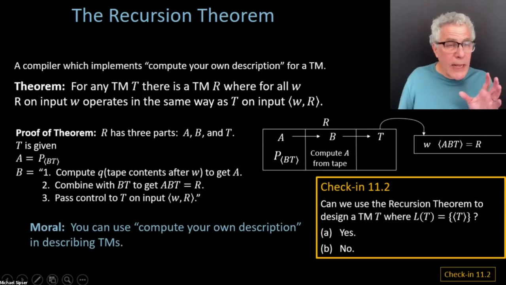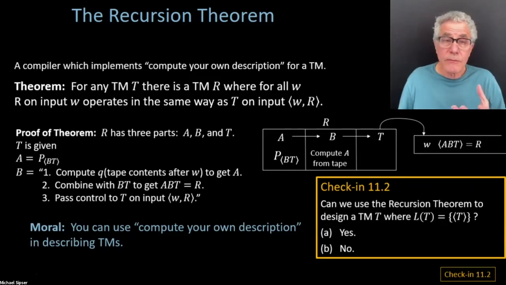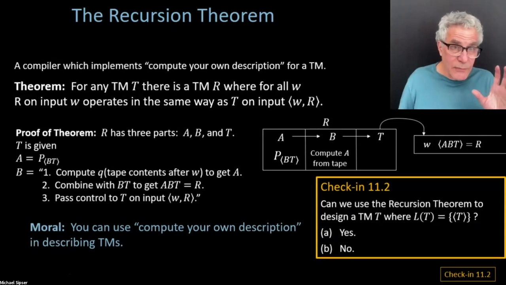What I would ask you to do is think about it in this context. You can compute your own description when you're writing the code for this machine. If you could do that, could you make a machine which just accepts strings which happen to be their own description? This is supposed to be easy, but I think it ended up being a little bit more complicated than I wanted.